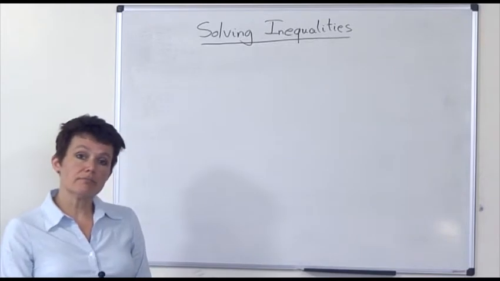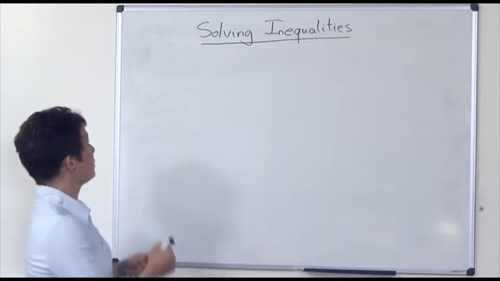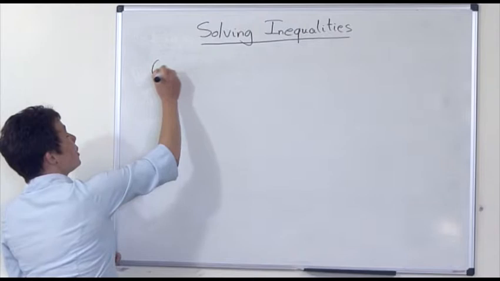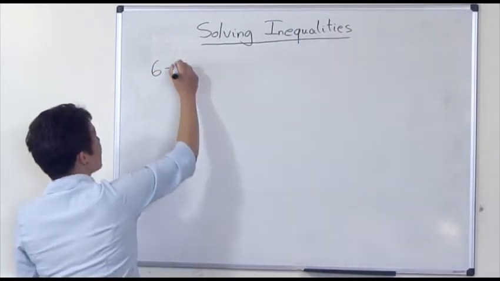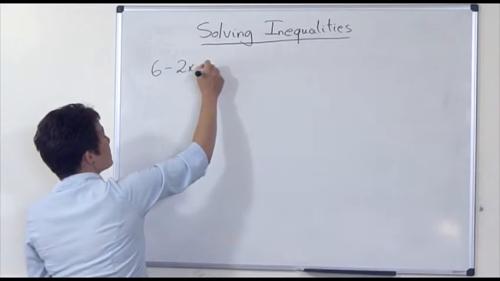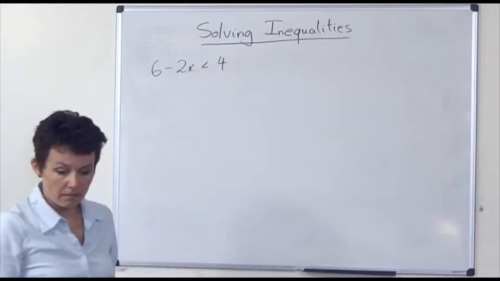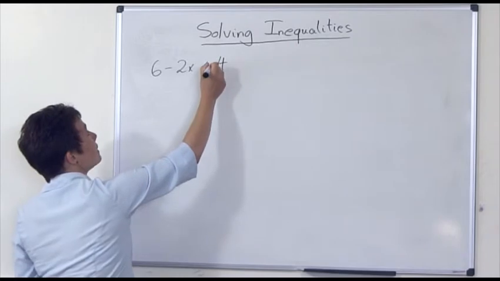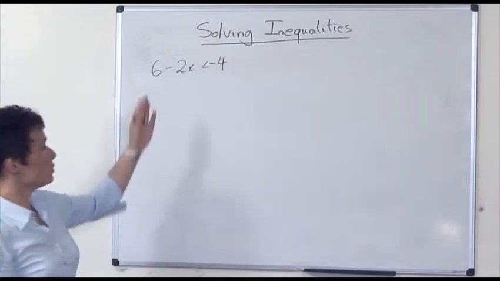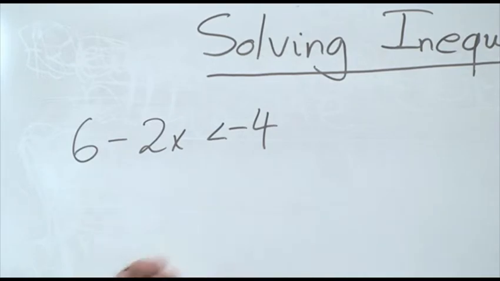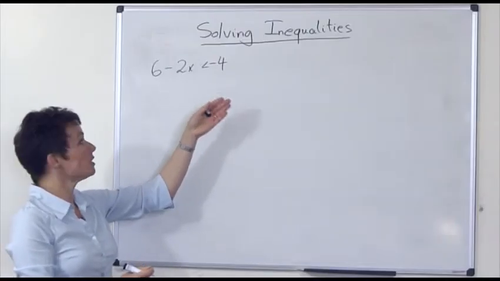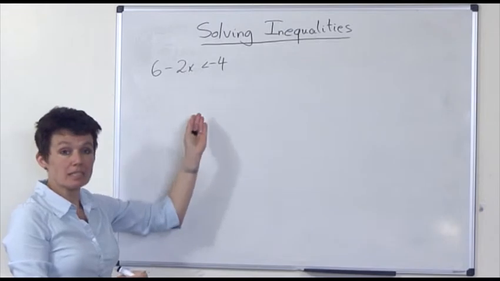Let's first look at a very simple, easy example, which you probably are familiar with, something like 6 minus 2x is less than negative 4. So solving such an inequality, what do we do? We apply operations to both sides of the inequality with the aim of isolating x.